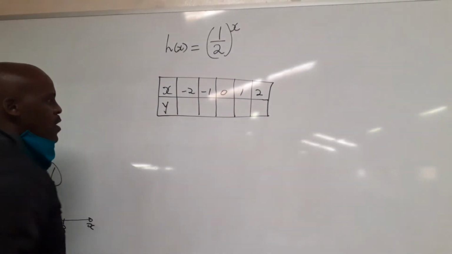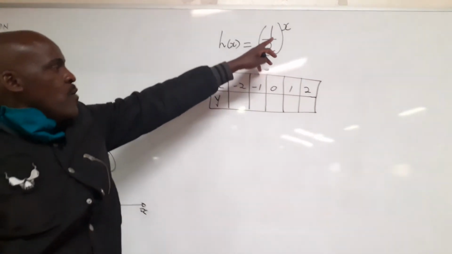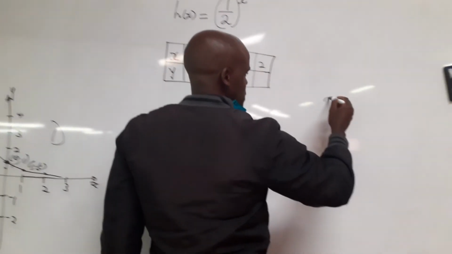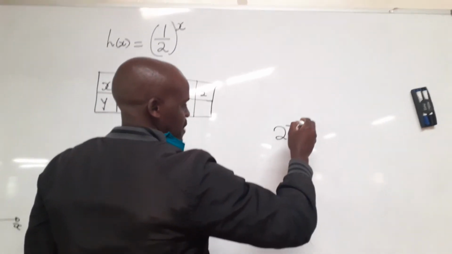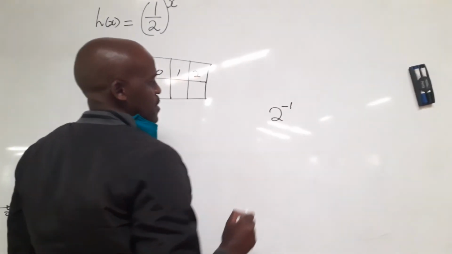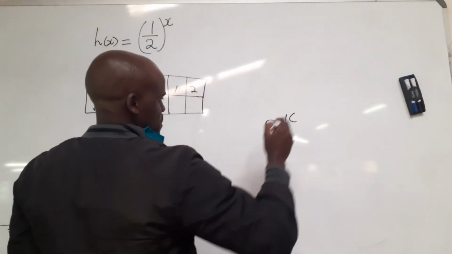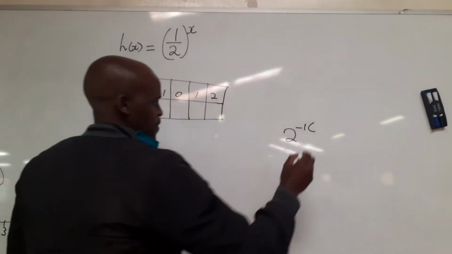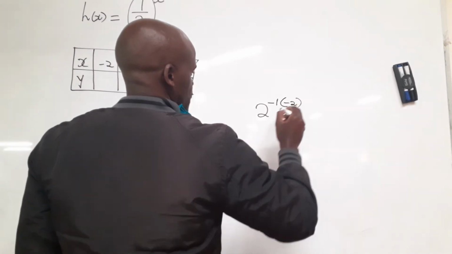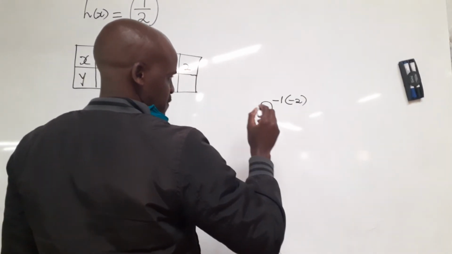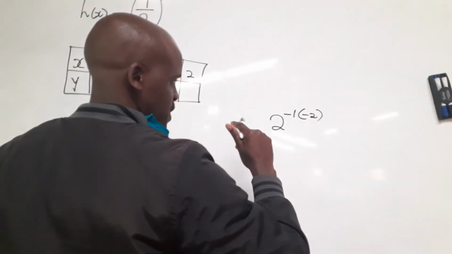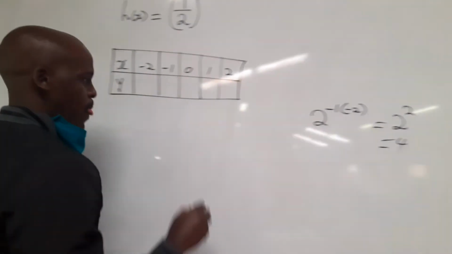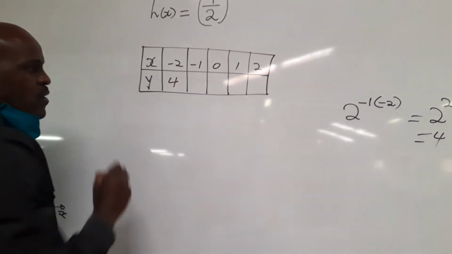Right, it's our y. We are to substitute in the place of x. We have 1 over 2. 1 over 2 is the same as 2 exponent negative 1 times. In the place of x, we put negative 2. Negative times negative is positive, which means this is 2 exponent 2, which gives us 4. We are going to have 4.